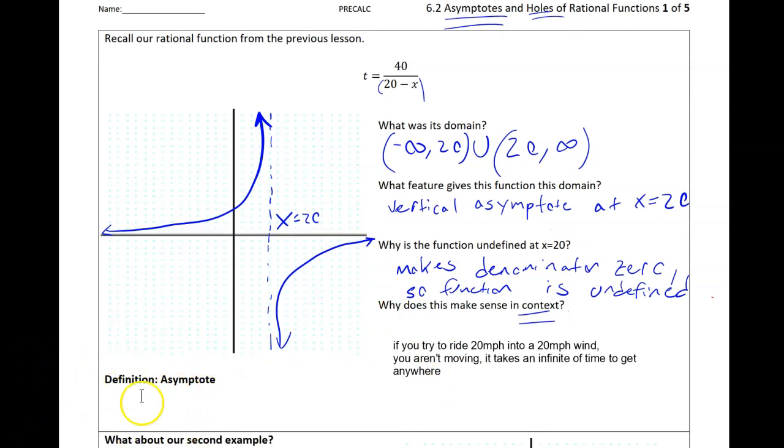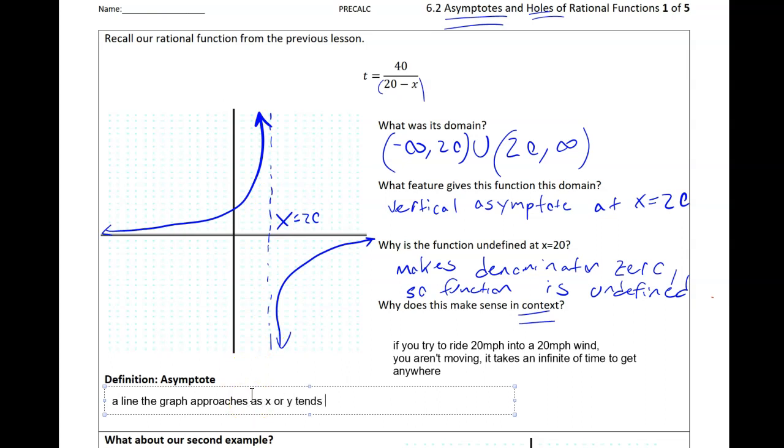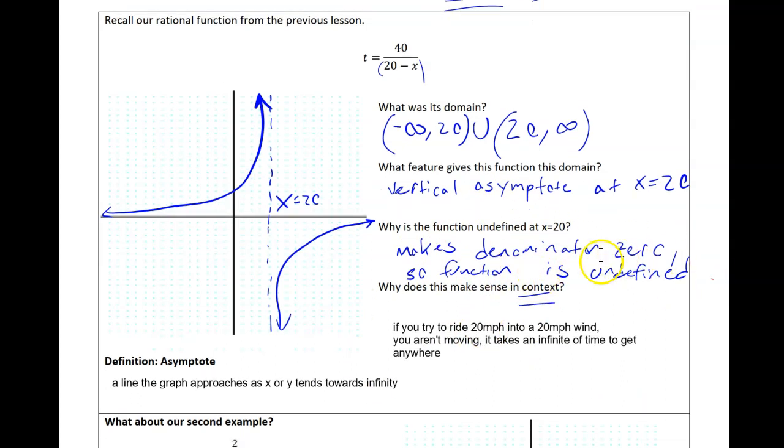Let's define our term, and then we'll look at a slightly different case. So we want to call this a line that the graph approaches. It doesn't touch it, right? It just approaches it as x or y gets close to infinity. So in this case, we're just worried about our vertical asymptote. So that's a y value approaching infinity. But notice there's another asymptote in this graph that we're going to study a bit later. Okay, so we found our vertical asymptote. We notice that it's when the denominator equals 0.